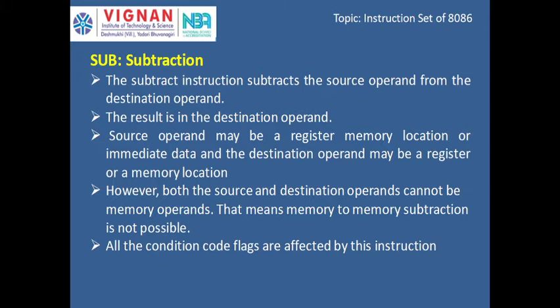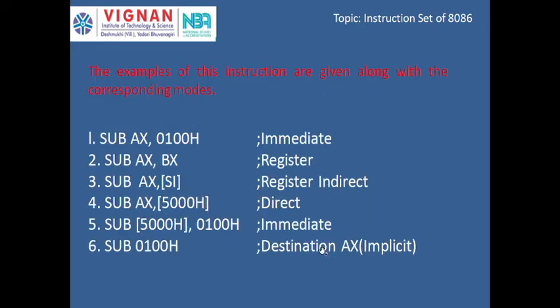Similarly, the SUB instruction subtracts the source operand from the destination operand. Similar to the ADD instruction, here also all the condition code flags are affected by this instruction. Same example, SUB AX, 0100H. This is the immediate addressing mode. The immediate data 0100H will be subtracted from the content of AX, just like ADD AX, 0100H.